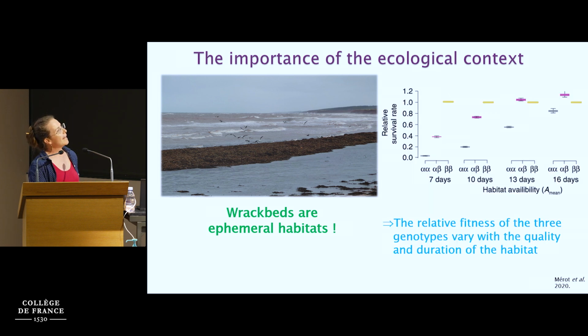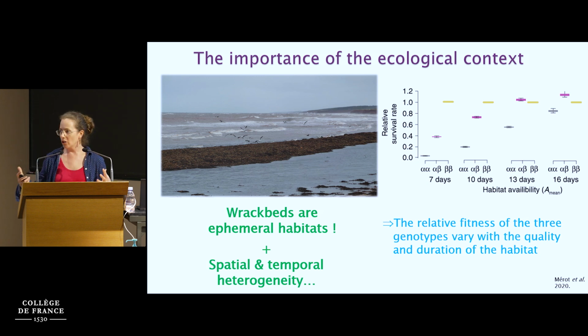And if you translate that into relative survival rate, when the habitat has a short availability, well, actually the highest survival is for beta-beta. And when it becomes longer, we see a higher survival of alpha-alpha and this overdominance that we mentioned earlier. And I want to add that this duration of the rag bed is very heterogeneous. It's very fluctuating over the season and from one place to the other.